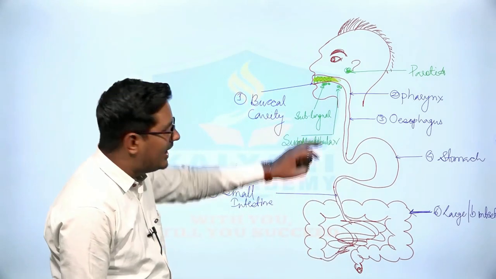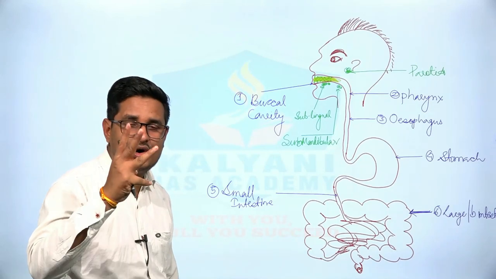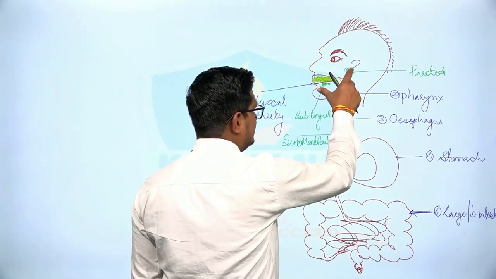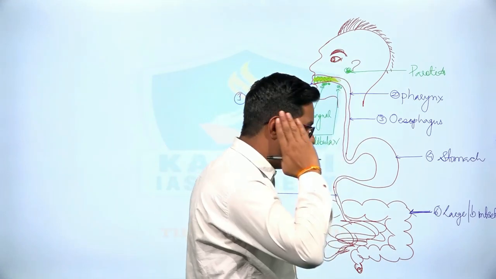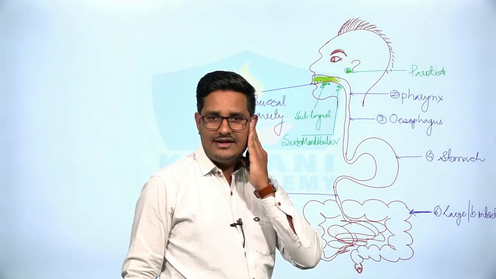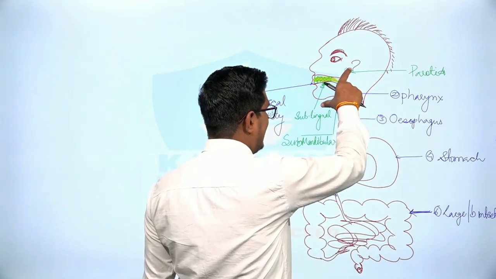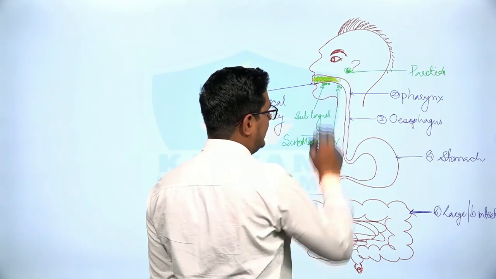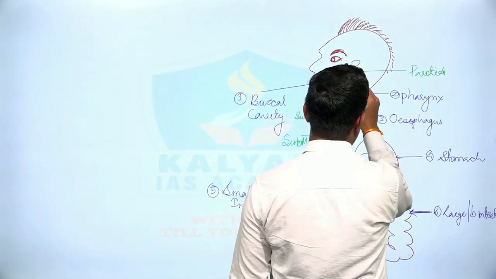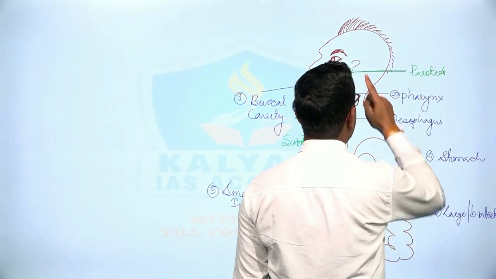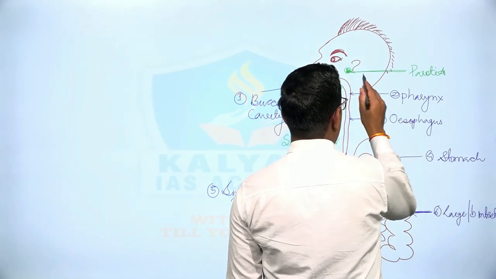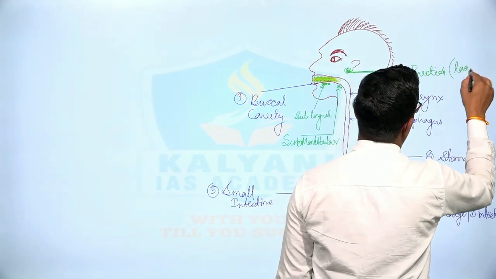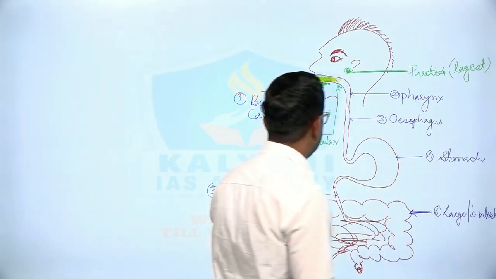Clear? So there are three pairs of salivary glands, which means there are six salivary glands found in human beings. Three on the left side, three on the right side. So there are a total of six salivary glands, or three pairs of salivary glands. The parotid glands are found near the ear, and these are the largest salivary glands of humans, right?